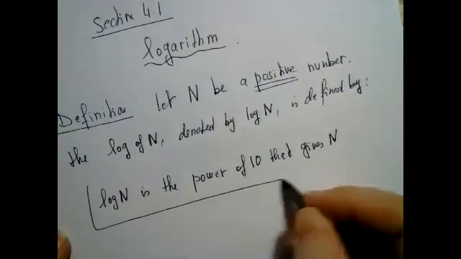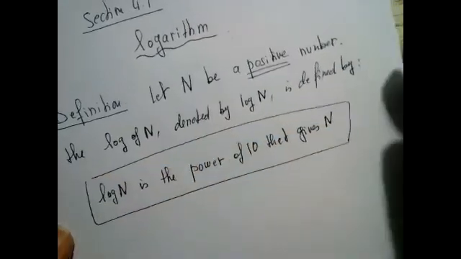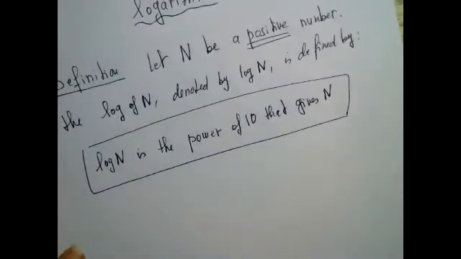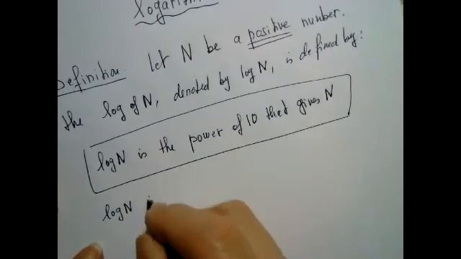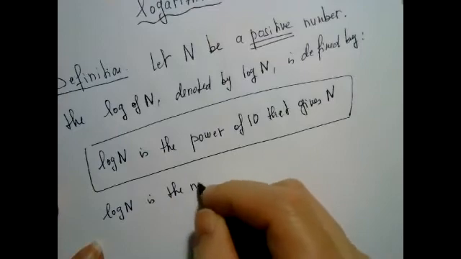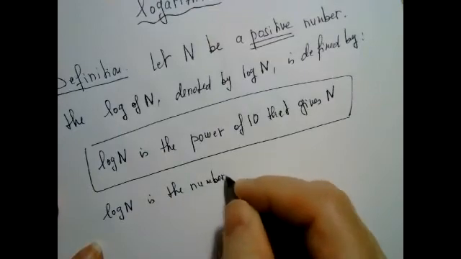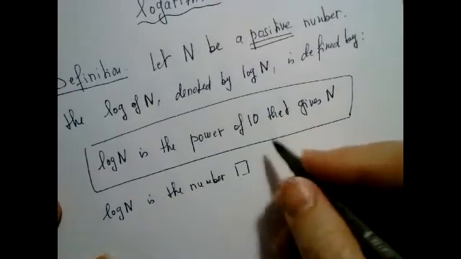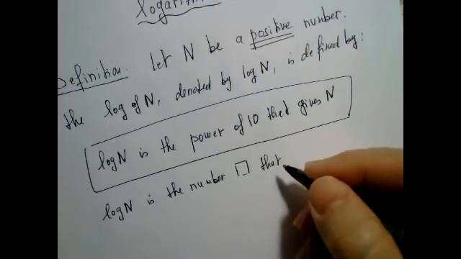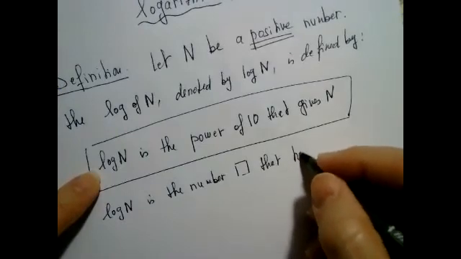Okay, very bizarre definition, very, very bizarre. In other words, the log of n is the number that we're going to call a box. It is the number that we call a box that has the property. The log of n is this number that has the property.